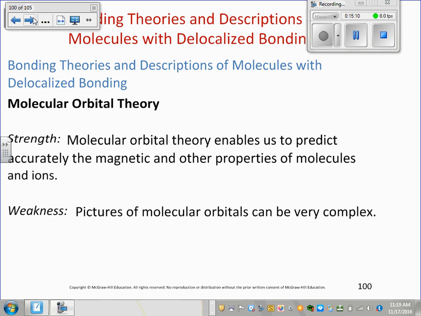The weakness is that pictures of molecular orbitals can be very complex. We've only looked at simple ones. There are people who spend their whole careers doing molecular orbital theory calculations on more complex molecules. So they go to things like the highest occupied molecular orbital and lowest unoccupied molecular orbital. They spend hours in front of computers running simulations, all to predict whether a compound's stable, whether the bond is stable, which way it's going to go. So it gets a lot more complex than what we looked at.